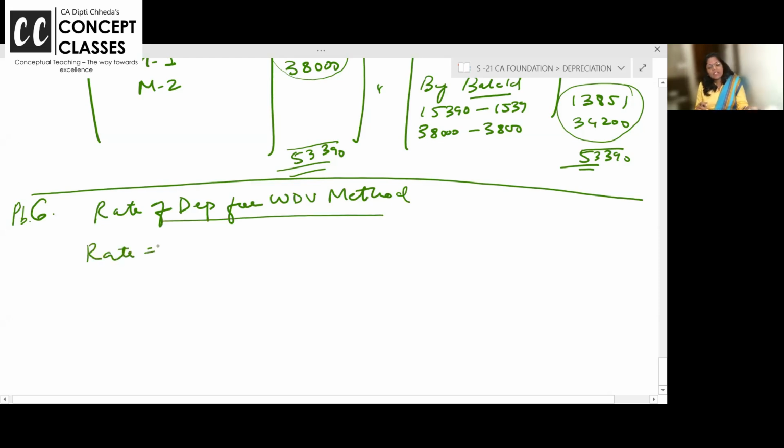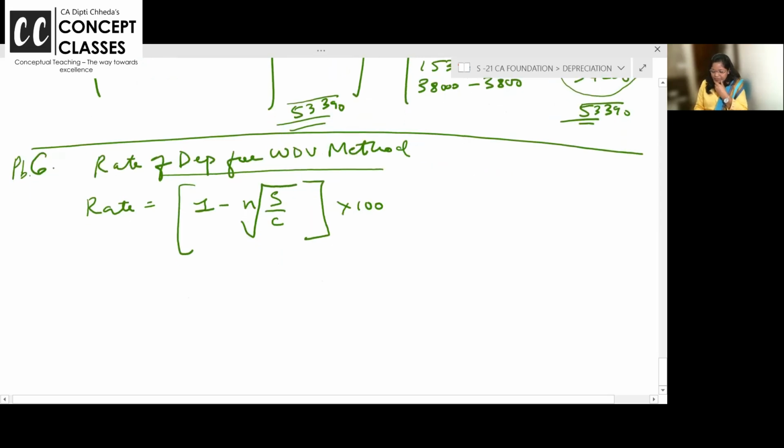See in your books I have given you the formula. You can write like that. R is equal to 1 minus (S by C) raised to the power 1 by N, multiplied by 100.